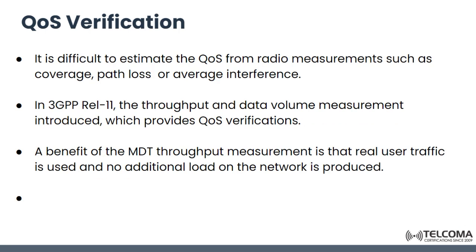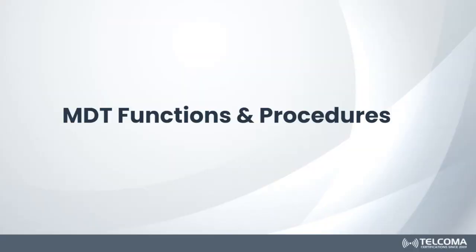So it is basically difficult to estimate the QoS from radio measurements like coverage, path loss and average interference. In 3GPP Release 11, throughput and data volume measurement is introduced, which provides this quality of service verification. A benefit of MDT throughput measurement is that real user traffic is used and no additional load on the network is produced. Thank you.